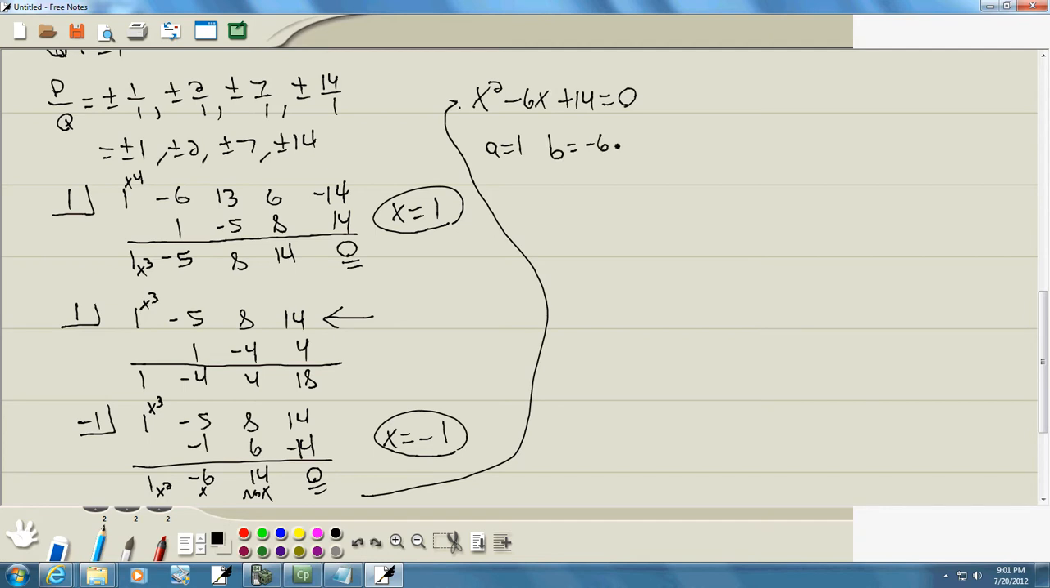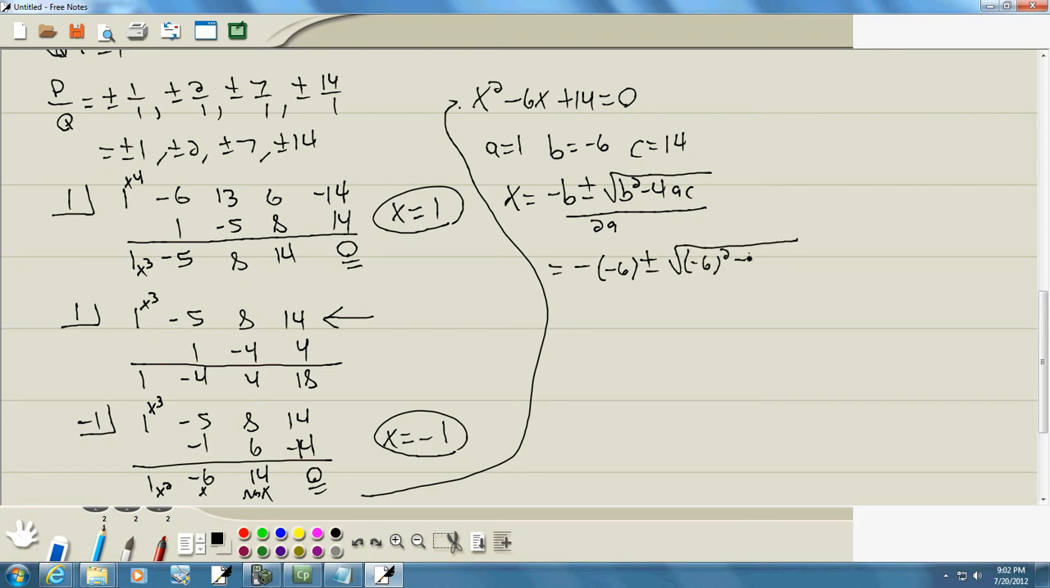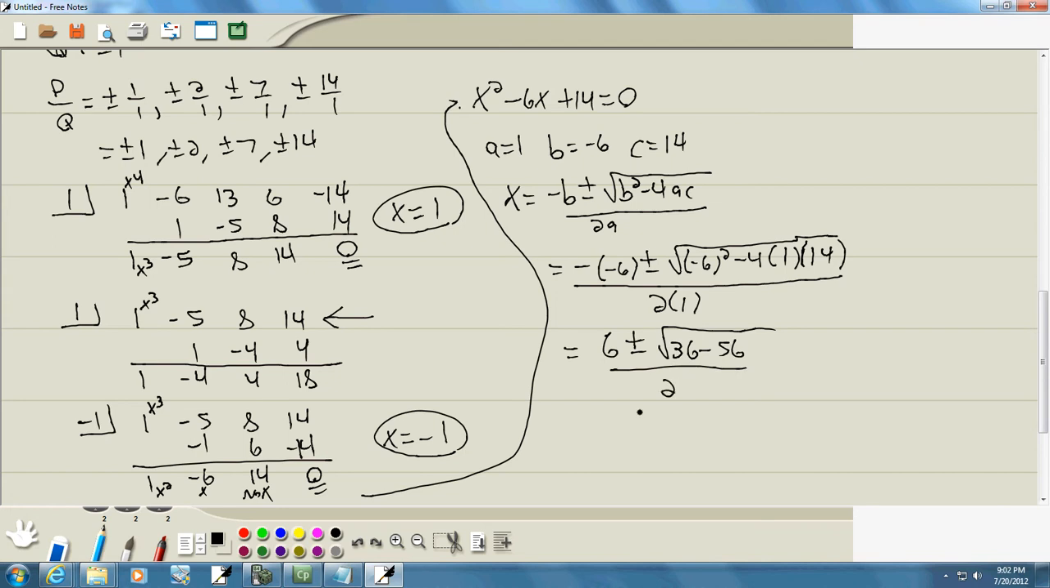A is 1, B is negative 6, and C is 14. Quadratic formula is negative b plus or minus the square root of b squared minus 4ac, all over 2a. So we'll have negative negative 6 plus or minus the square root of negative 6 squared minus 4 times a times c, all over 2a. Negative negative 6 gives us a positive 6. Negative 6 squared is 36 minus 56, 4 times 1 times 14, over 2. Which gives us 6 plus or minus the square root of negative 20, over 2.